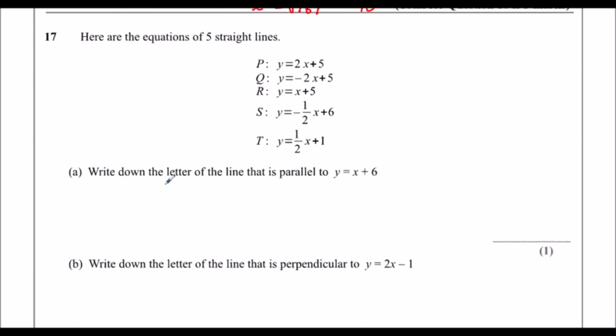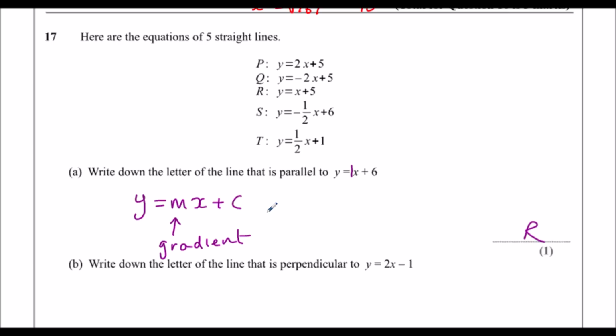Question 17. Here are the equations of 5 straight lines. Write down the letter of the line parallel to y equals x plus 6. If lines are parallel, that means they've got the same gradient. The equation of a line is y equals mx plus c, where m is the gradient. So this line, y equals x plus 6, has a gradient of 1. So we're looking for another line with a gradient of 1. And R has a gradient of 1: y equals x plus 5. They've both got a gradient of 1, so they are parallel.